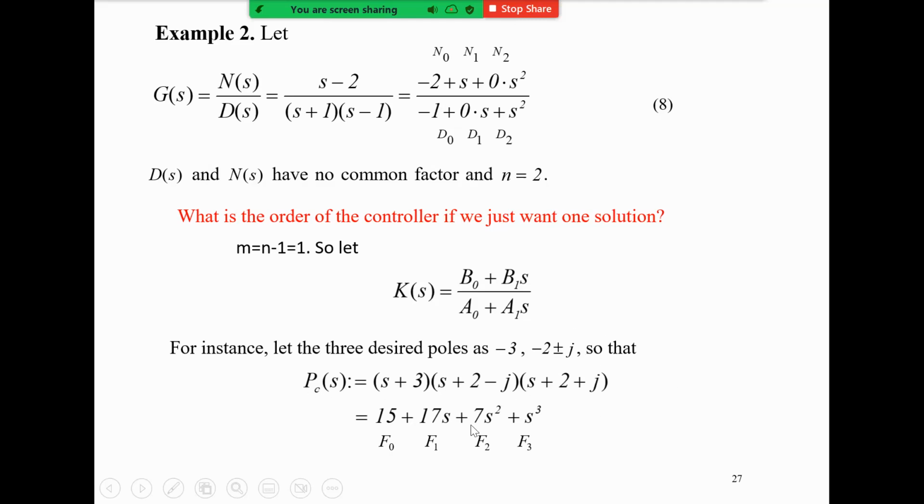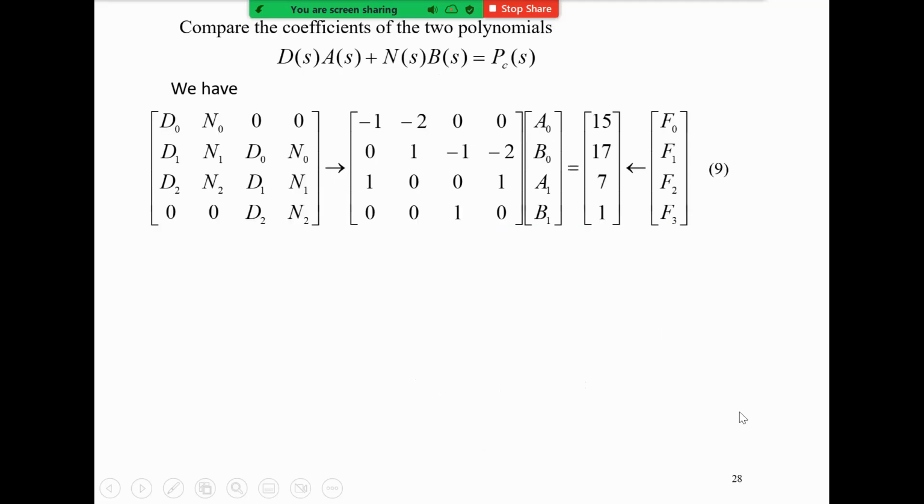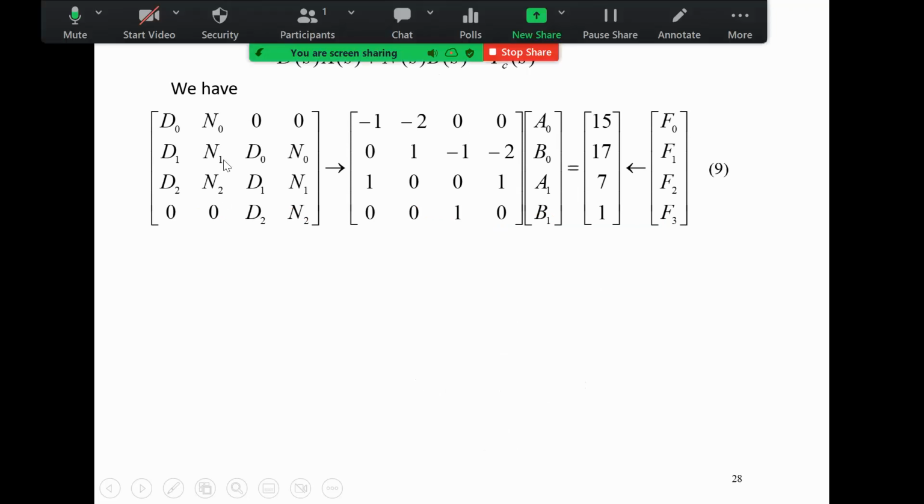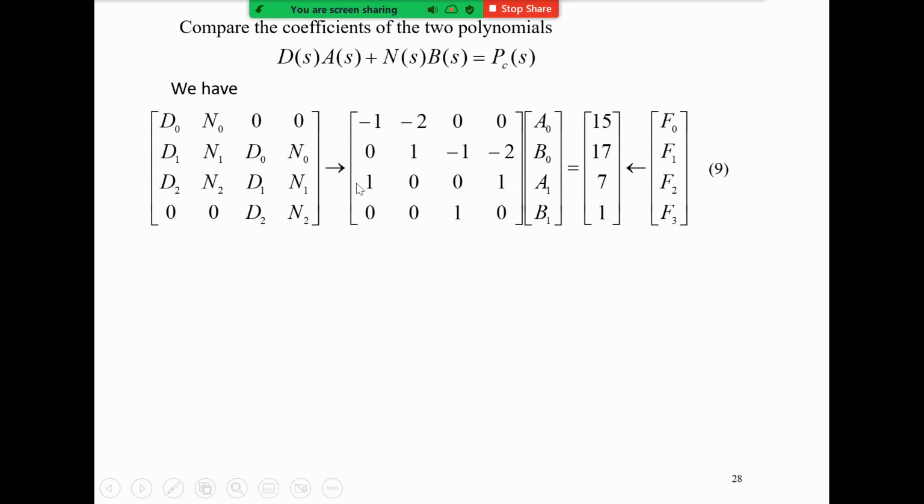So you get this one, you compute the desired polynomial. Therefore you plug in the desired poles, you get the polynomial. And this is the polynomial you want to match for the closed loop. Now, how do we solve this equation, right? We know this is one way. If you prefer to use the matrix calculation, you can do it in this way.